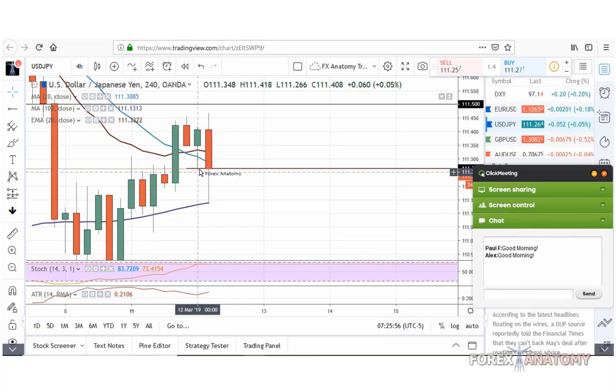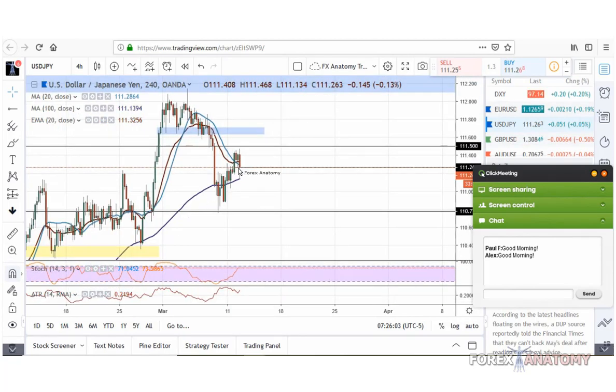What we want to see is a break and close lower on this pair to the downside. If we can get that break and close lower, then we could see price slide all the way down to retest these lows right around here. That's what we're looking forward to on the US dollar Japanese yen, and we'll see what happens.